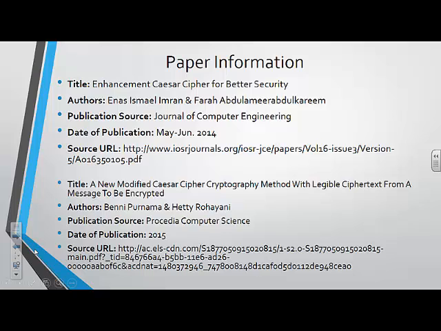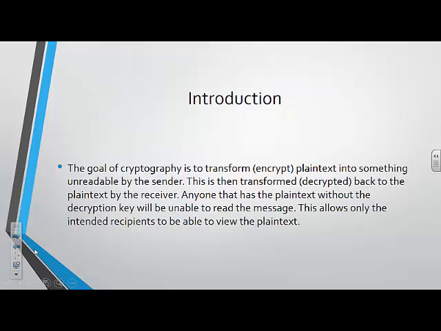So our paper information, we had two papers. One was called Enhancement Caesar Cipher for Better Security. It was published in the Journal of Computer Engineering in the May through June issue of 2014. And the second paper was a new modified Caesar Cipher cryptography method with legible ciphertext from a message to be encrypted. And this was published in the Procedia Computer Science in 2015.